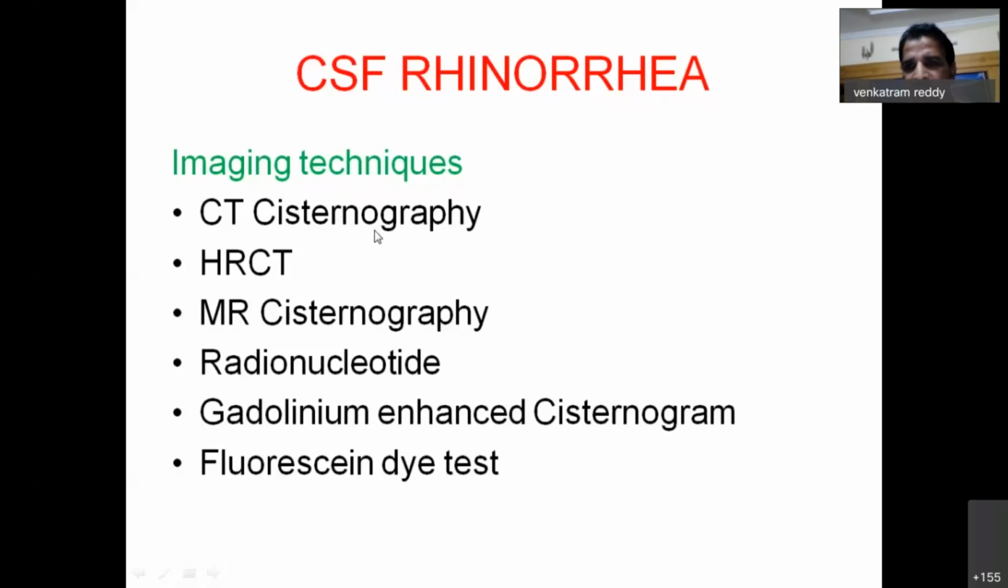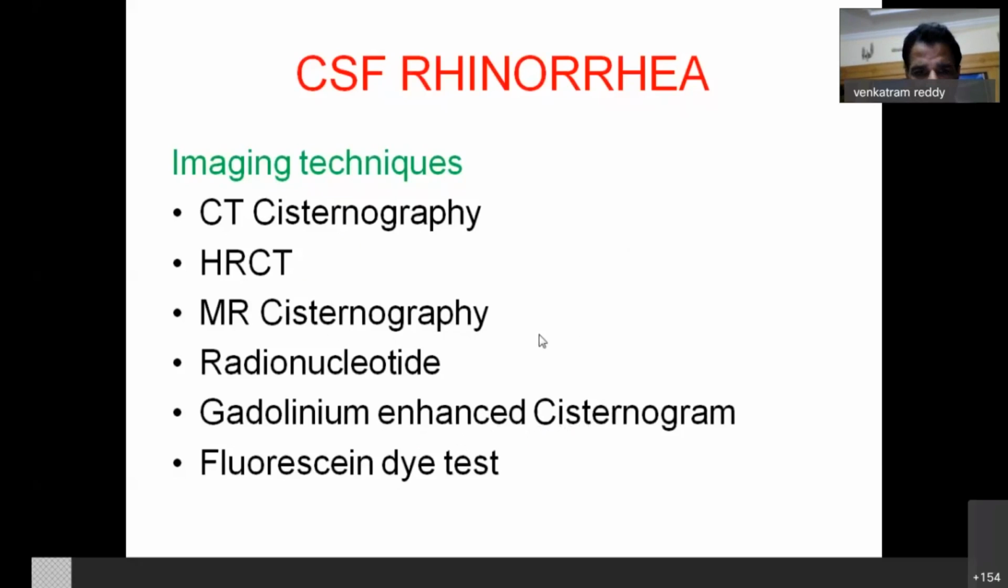There may be some complications associated, like meningitis and all those things. The same thing with the gadolinium enhanced cisternogram. The advantage of the gadolinium enhanced cisternogram is that it stays in the CSF space for more than 18 hours, or sometimes 24 hours, and you can take a number of films at regular intervals. But again, this is an invasive procedure and not without complication, such as epilepsy and meningitis.